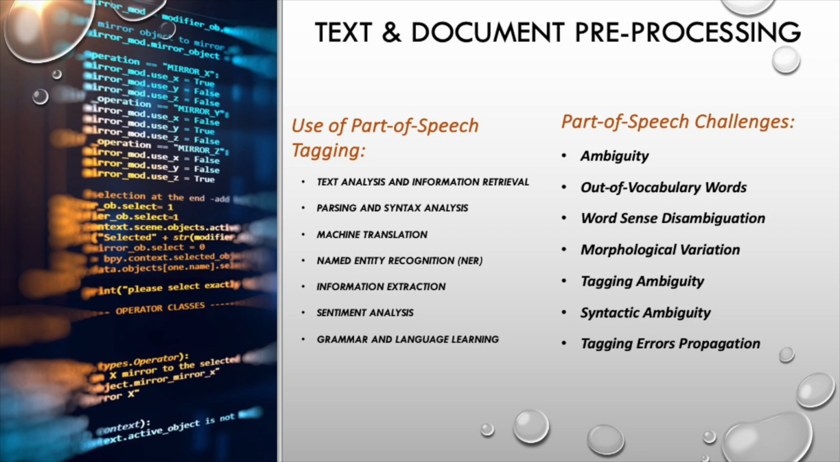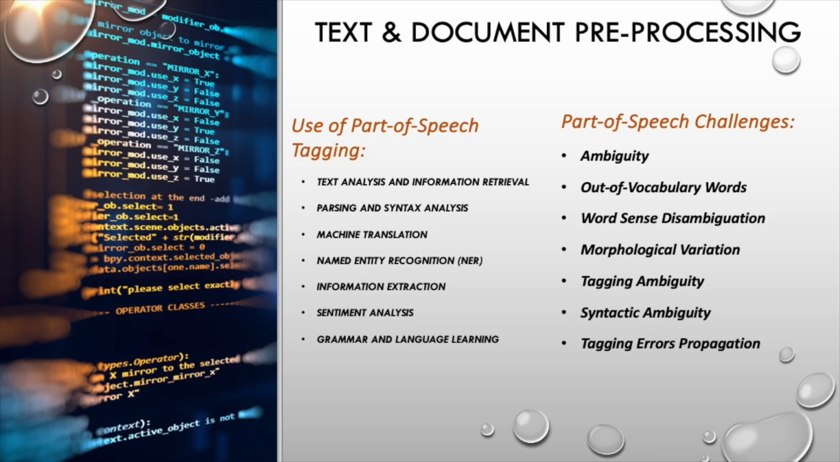Addressing these challenges often involves leveraging contextual information, employing machine learning algorithms, and incorporating linguistic rules. Hybrid approaches that combine statistical models with rule-based methods or leveraging contextual embeddings have shown promise in improving the accuracy of POS tagging. However, achieving perfect POS tagging accuracy remains an ongoing research area in NLP.